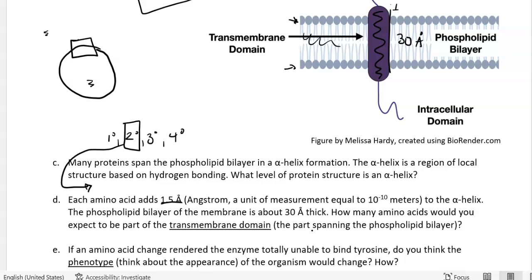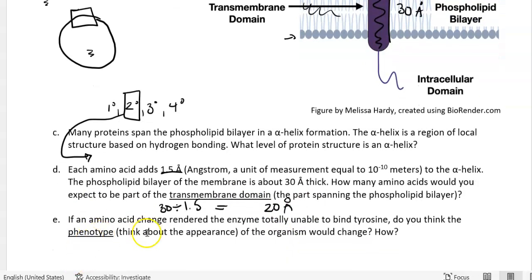If you had a bunch of stuff that's 1.5 angstroms long, how many would it take? How many amino acids do you need to span the phospholipid bilayer's transmembrane domain? So what you would do is 30 divided by 1.5, and that gives you 20. Good job.